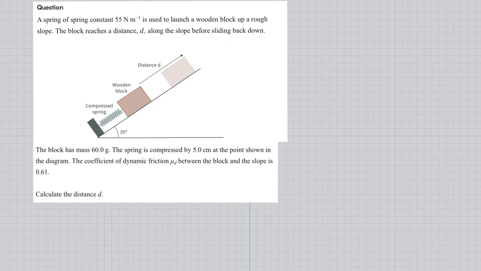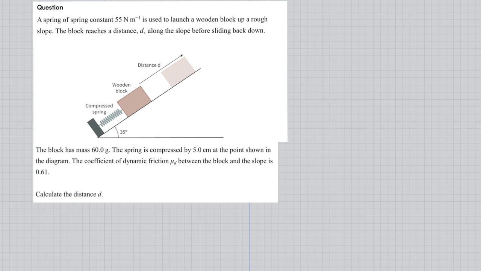So this question says, a spring constant of 55 newtons per meter is used to launch a wooden block up a rough slope. The block reaches a distance d along the slope before sliding back down. The block has a mass of 60 grams. The spring is compressed 5 centimeters from the point shown in the diagram. The coefficient of dynamic friction, mu d, between the block and the slope is 0.61.